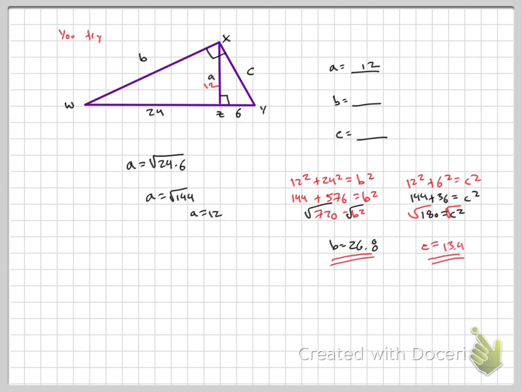So that's how we can use geometric mean to find the altitude from the hypotenuse. And then from there, we can use Pythagorean theorem to find the missing lengths.